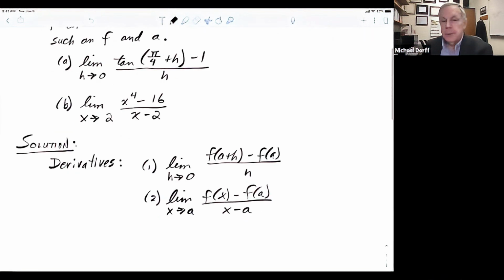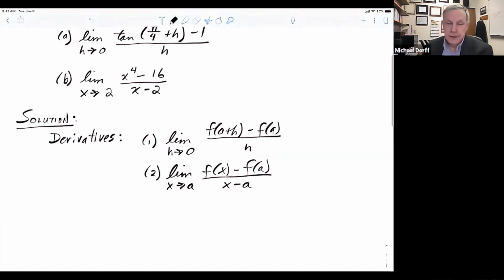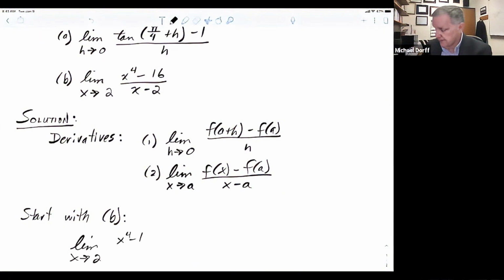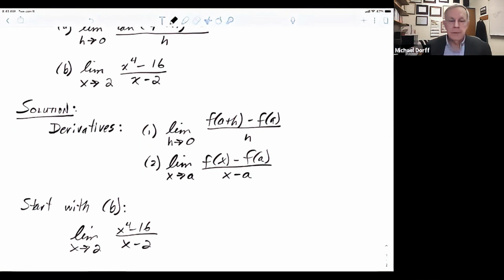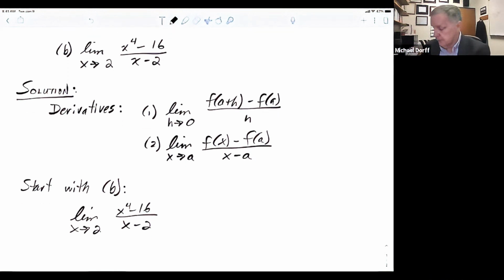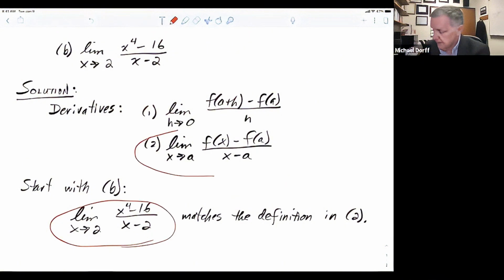So we can look at our two parts here, part A and B, and see which one of them fits into which of these formulas or definitions for the derivatives. B is the limit as x goes to 2 of x to the fourth minus 16 over x minus 2. So I ask myself, which one of these formulas, one or two, matches what we have for letter B? Well, it's going to be number 2. So this matches the definition in number 2.